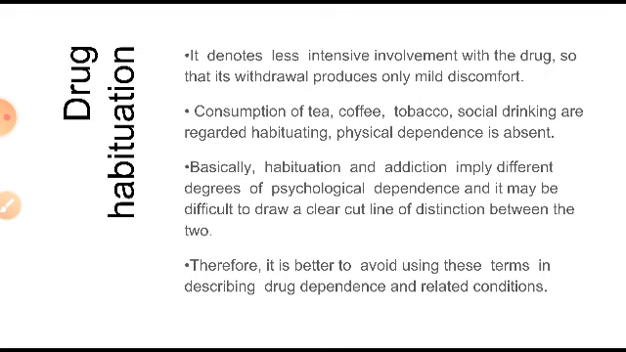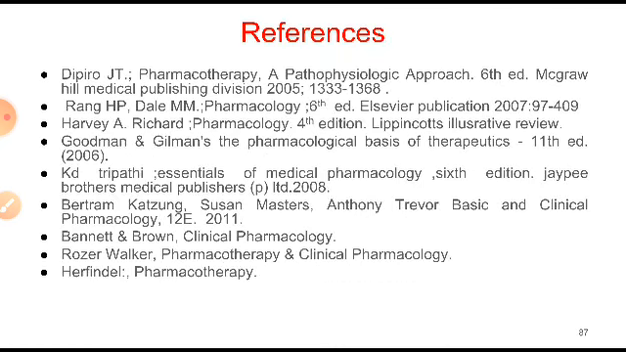Basically, habituation and addiction imply different degrees of psychological dependence. So you understand this point very well. Habituation and addiction are both psychological dependence, but of different degree. In addiction, it is the highest degree of psychological dependence. In habituation, it is a milder degree of dependence, right? If you are not taking tea, it doesn't mean you will be seriously sick. But in the case of addiction, it happens. Therefore, it is better to avoid using these terms in describing drug dependence and related conditions, because too much classification is very difficult to make.